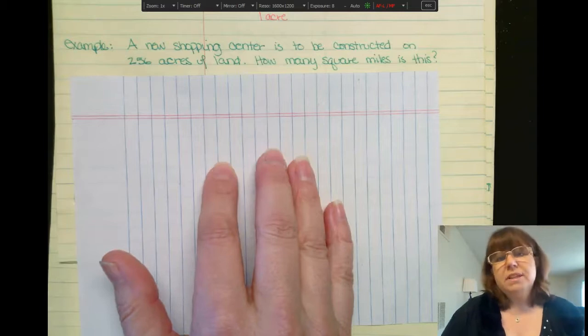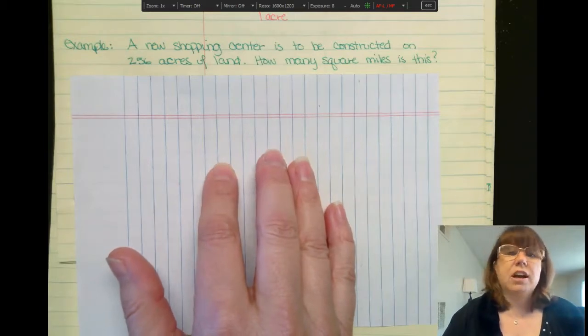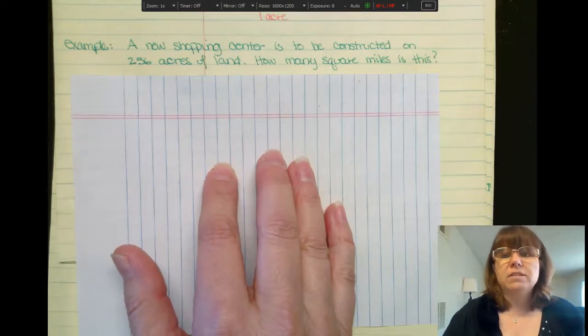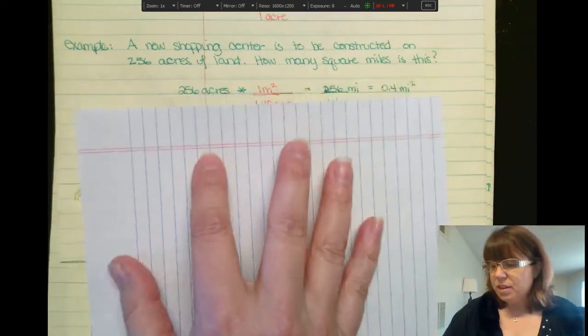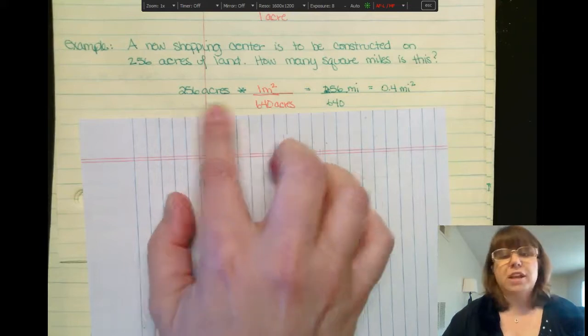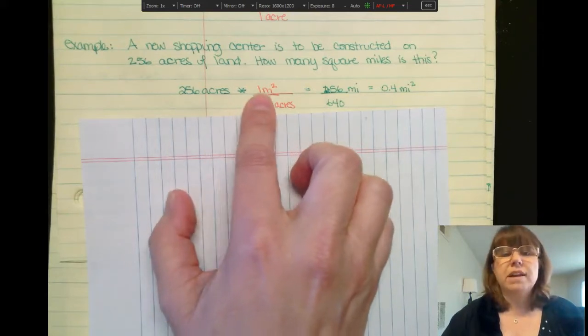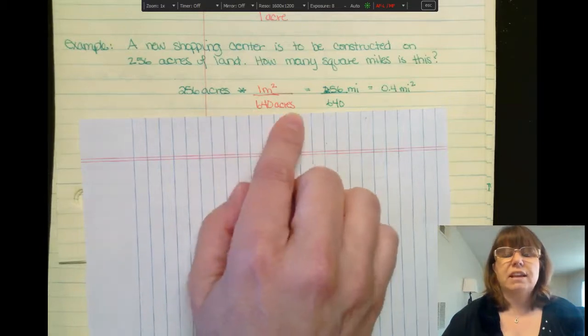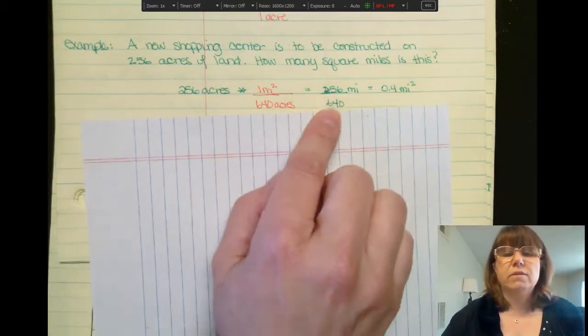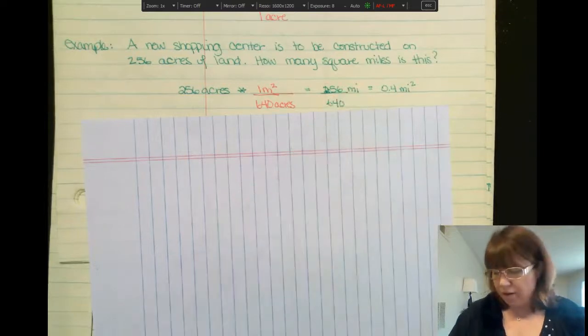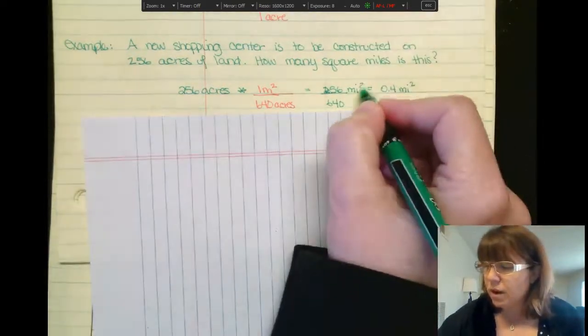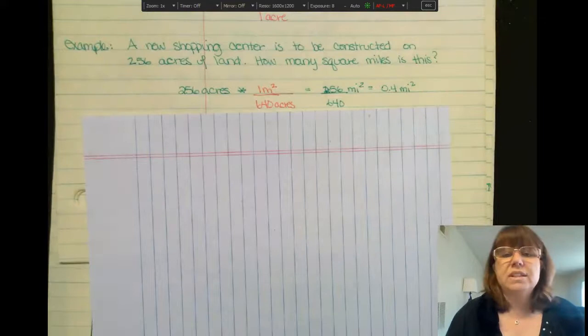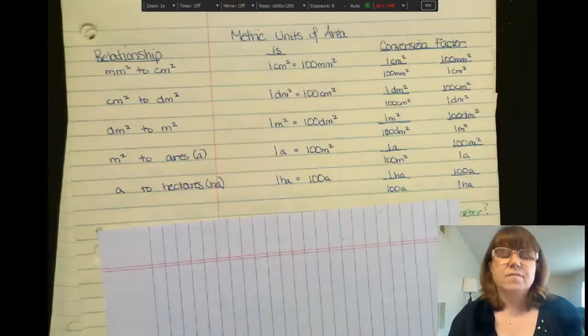We have a new shopping center that's going to be constructed on 256 acres of land. How many square miles is this? So 256 acres, and my conversion factor is 1 mile squared is to 640 acres. The acres will cancel out, leaving us 256 over 640 miles squared. That should be miles squared, leaving us with 0.4 miles squared, almost half a mile squared.